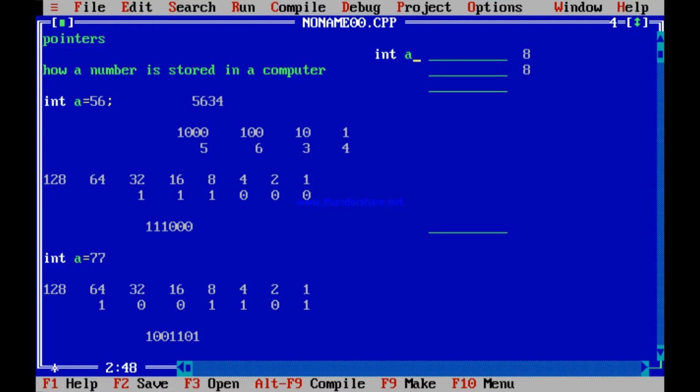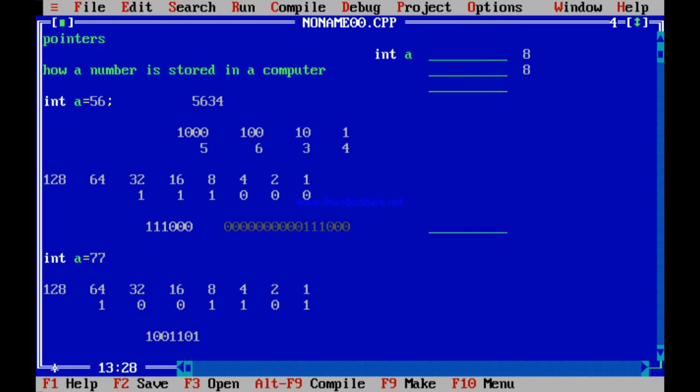Now suppose int A equal to 56 has been given. What does that mean? 56 has to be stored. 56 is 111000. How do you write it? See, 111000 is how many bits? Check out, 6 bits. But all integers are 16 bits. So 10 zeros prior to it. 0000000000, 10 zeros. Then 111000.